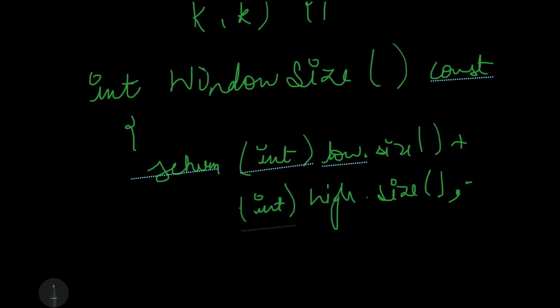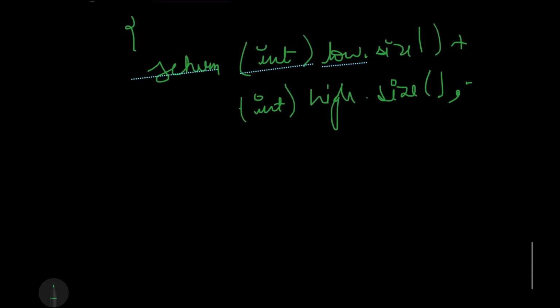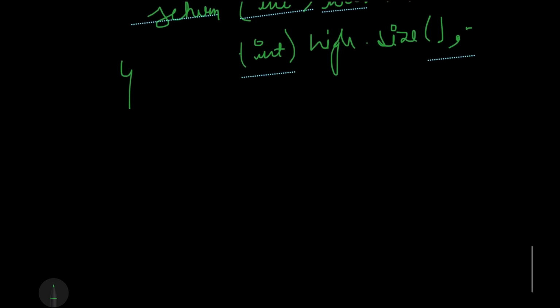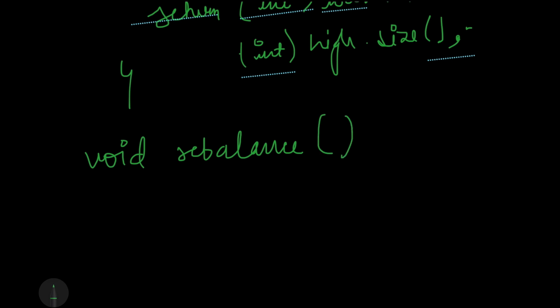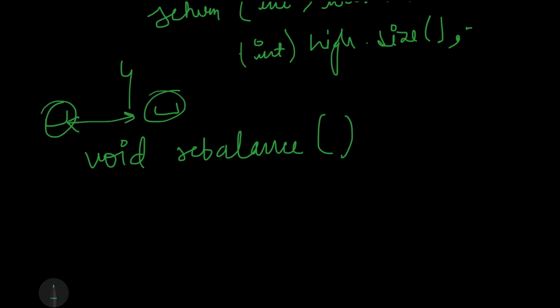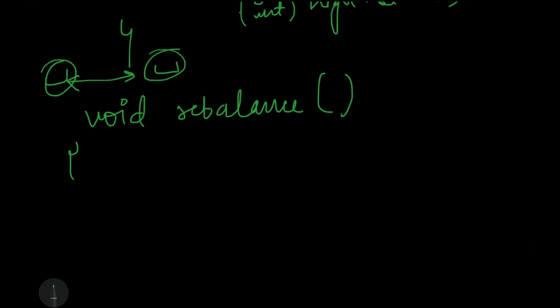Okay, this will return the total number of elements in our current window. Now what we have to do is define a method in which we rebalance it. Means when we are shifting the window, we have to remove one element at a time and include one element. These two operations have to be done when we are shifting any window.